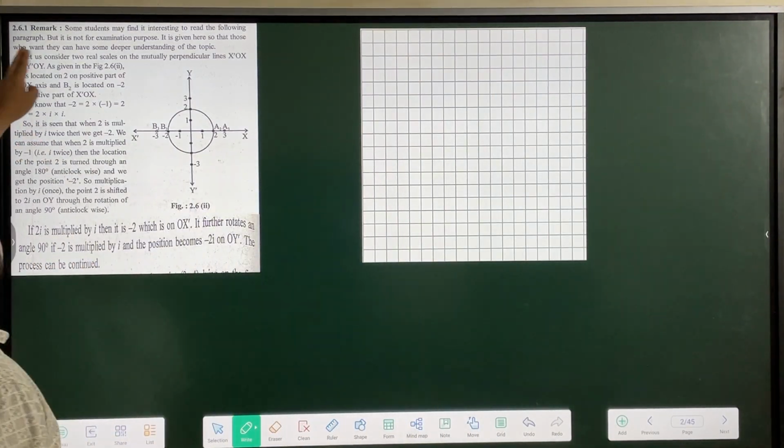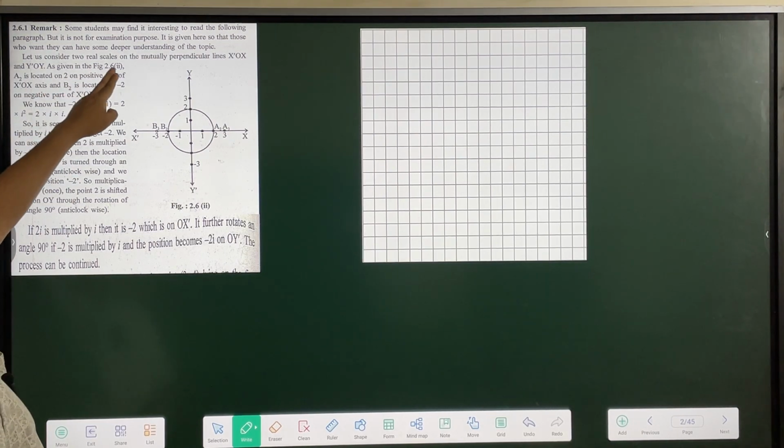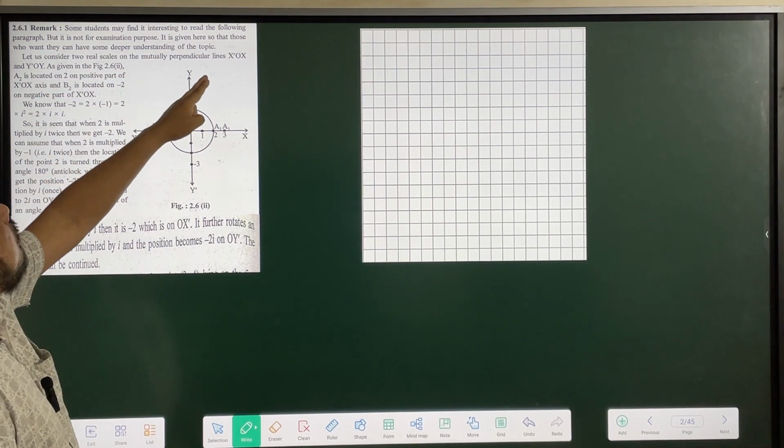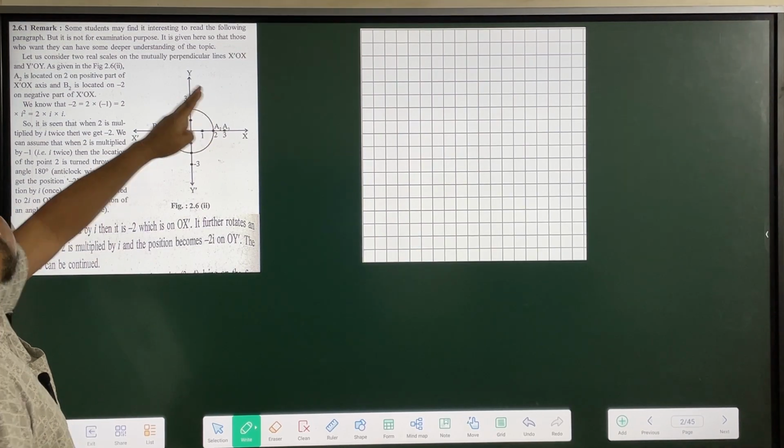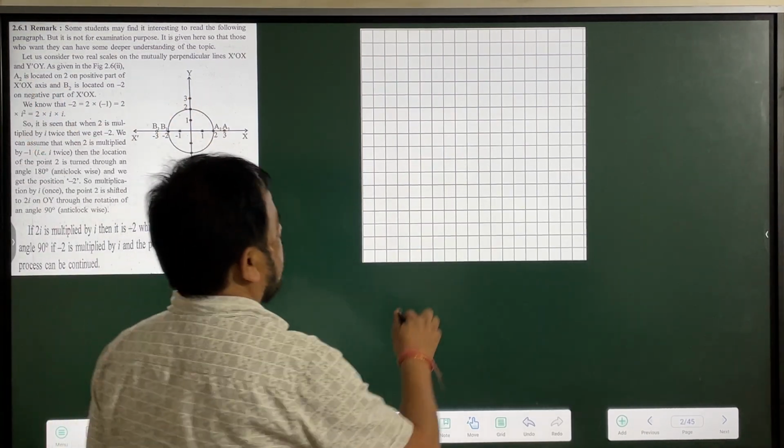Now 2.6.1, remark. Let us consider two real scales on the mutually perpendicular lines X'OX and YOY'. That means what?